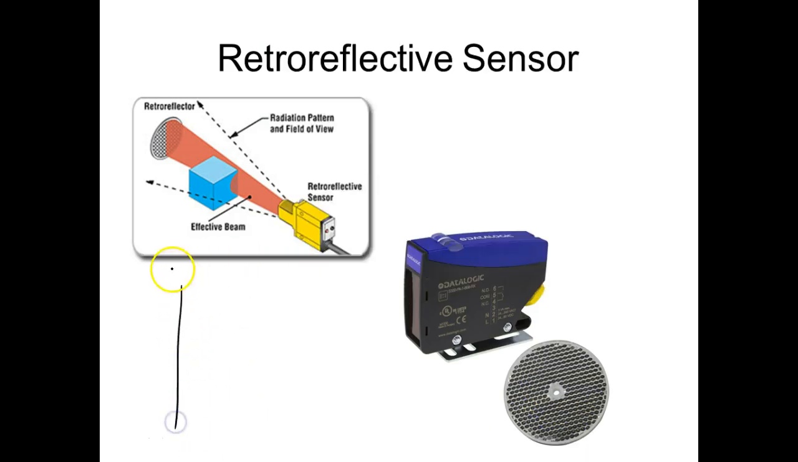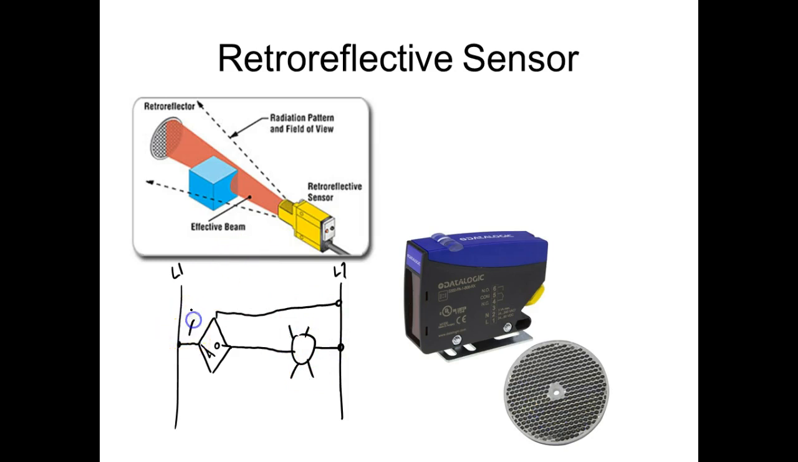So here's L1. Here's L2. I'm going to come over here. I'm going to draw the symbol for my sensor. This is what? Brown. This is blue. This is black. If this is DC, this would be plus, and that would be minus. So this is the way we'll wire ours. We're using AC, right? So black is what they call the signal wire.